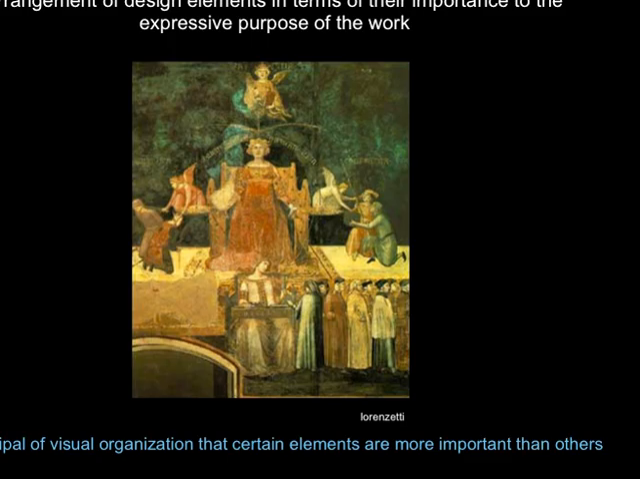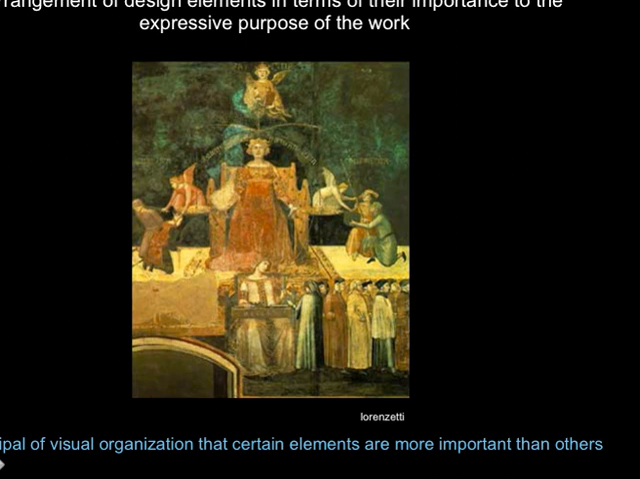So visual hierarchy is a term we don't see very often anymore in artwork, but for a long time, it was a principle of visual organization where certain elements were more important than others. And what would happen is these arrangements of design elements would be done in terms of their importance to the expressive purpose of the work.